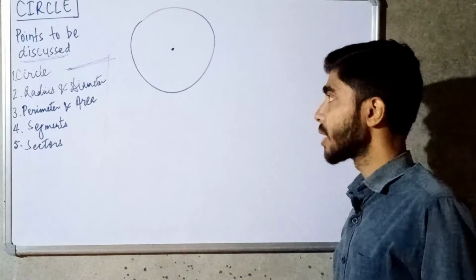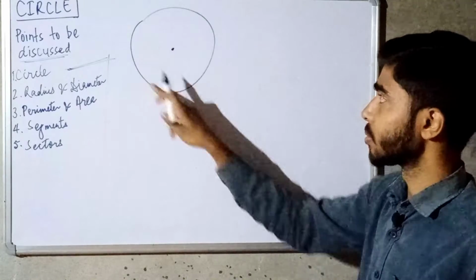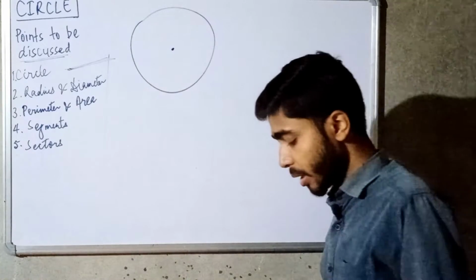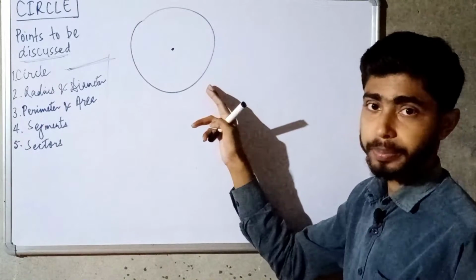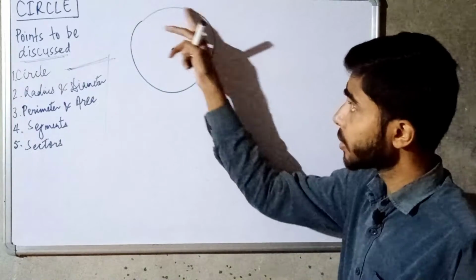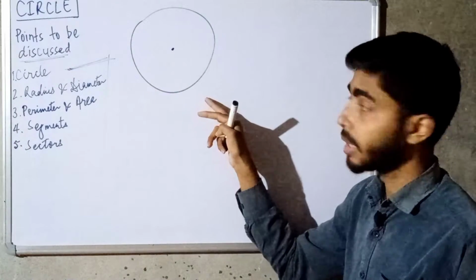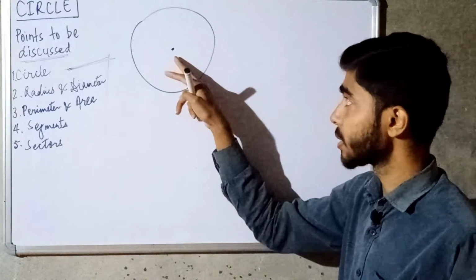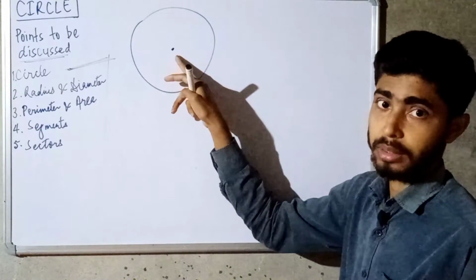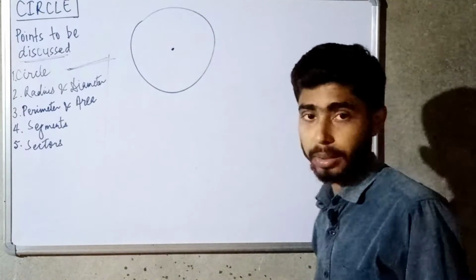Now we will discuss what is the circle. Circle is a round 2D shape, and every point on the circumference of the circle is equally distant from a point that is the center. Then the figure formed is called the circle.